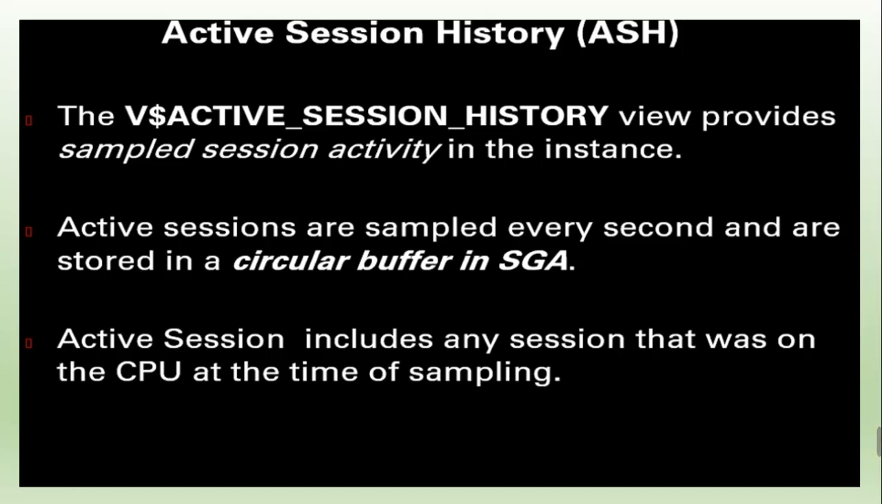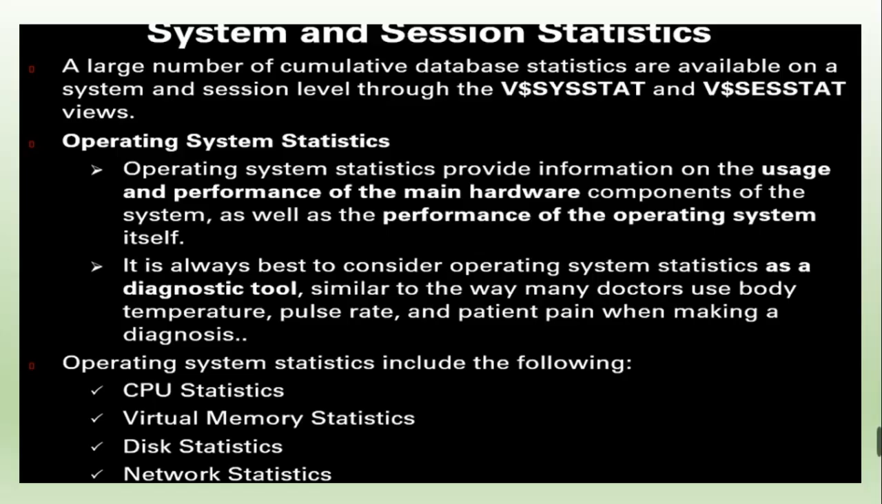Active session history. The V$ACTIVE_SESSION_HISTORY view provides sampled session activity in the instance. Active sessions are sampled every second and are stored in a circular buffer in the SGA. Active sessions include any session that was on the CPU at the time of sampling. System and session statistics: a large number of cumulative database statistics are available on a system and session level through the V$SYSSTAT and V$SESSTAT views.